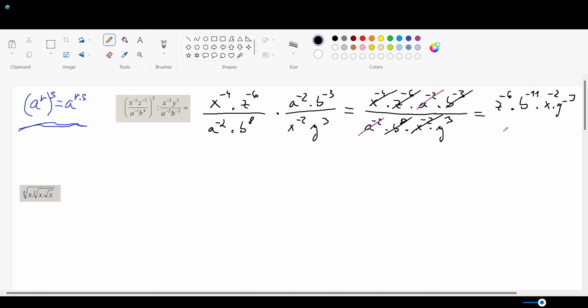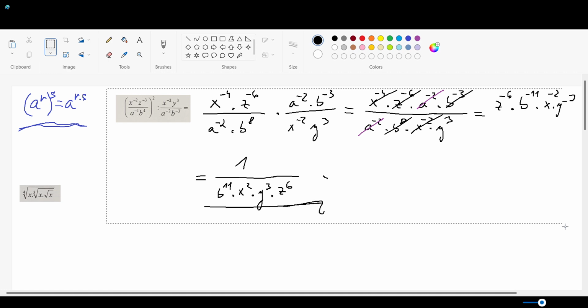And as I don't like negative numbers in the powers, I can simplify this like 1 over b to the power of 11 times x to the second power times y to the third power times z to the sixth power, and I'm done. Nothing else can be done here. My expression was simplified, and I'm done with this one.